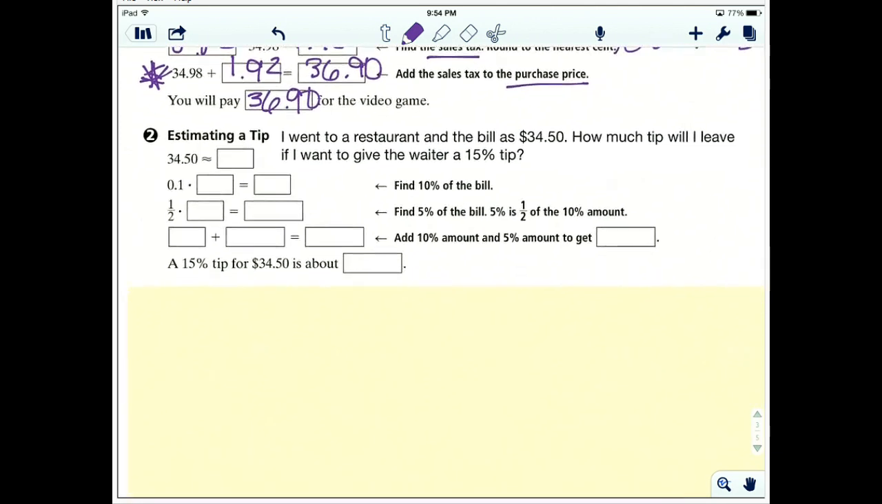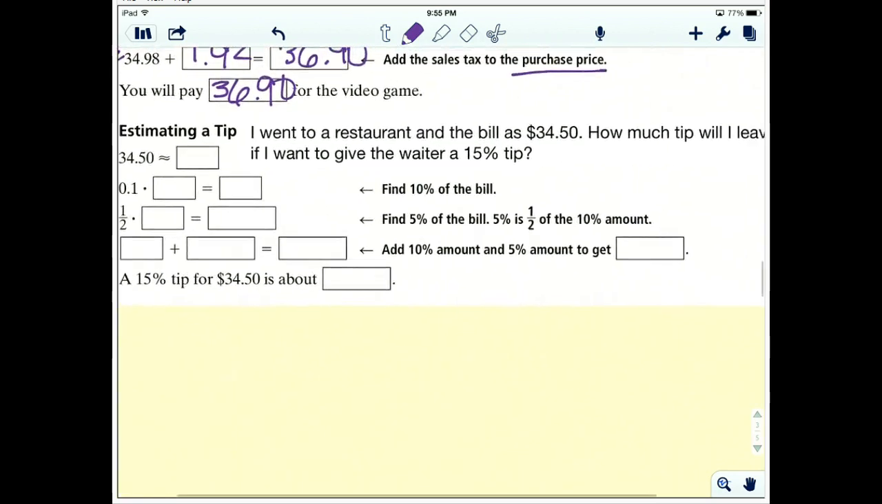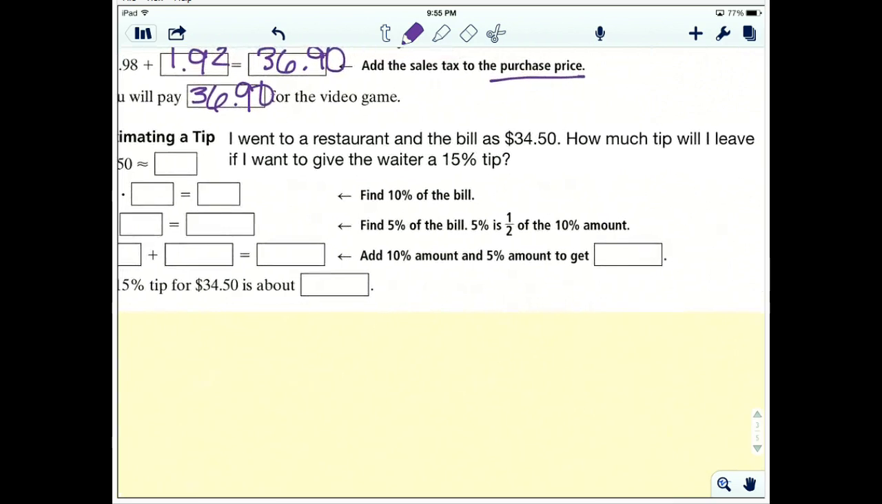In the next one, we're going to be learning about how to estimate. This is going to be very helpful, especially on the STAR test. If you're running out of time, this could be something quick and mental that you can check. So in this problem, guys, it says we went to the restaurant and the bill was $34.50. They want to know how much tip you have to leave if we want to give a 15% tip.